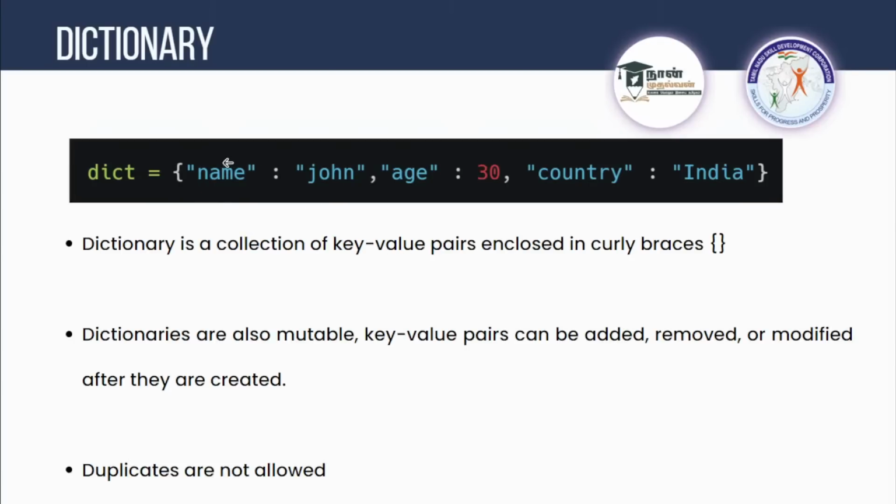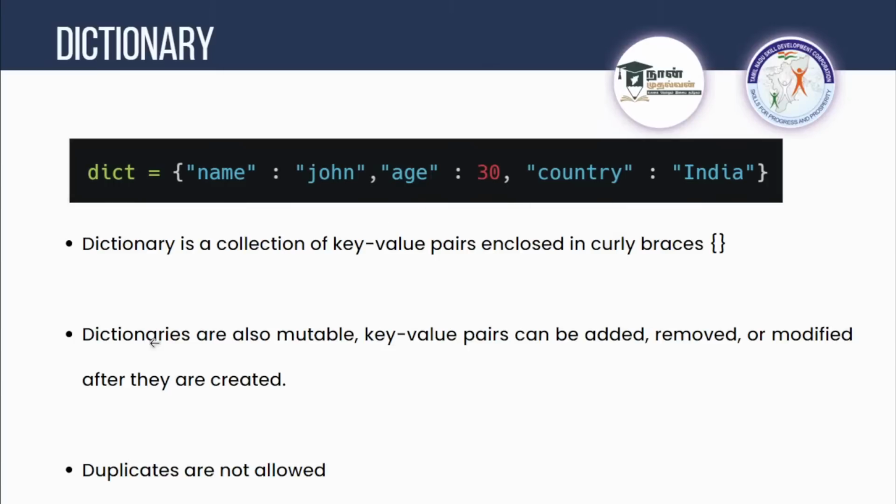At first I am having a key, name, and the value for it I am going to assign with the help of a colon. Using a colon, this will be the key and this will be the value. Comma, I can create another pair: a key known as age, and I am storing an integer 30, a numerical data type, as the value. And next I am storing country, which is a key, and the value is India. A dictionary is a collection of key and value pairs enclosed inside curly braces.